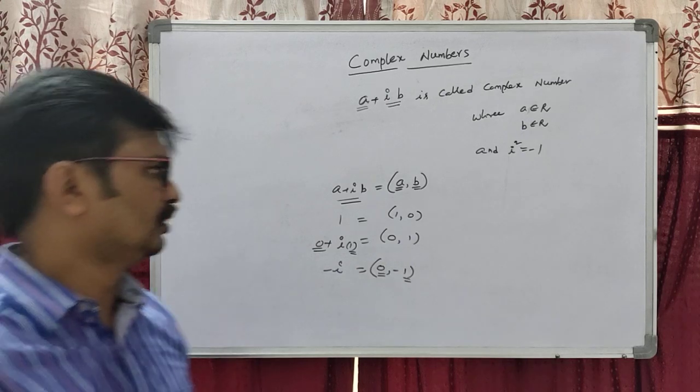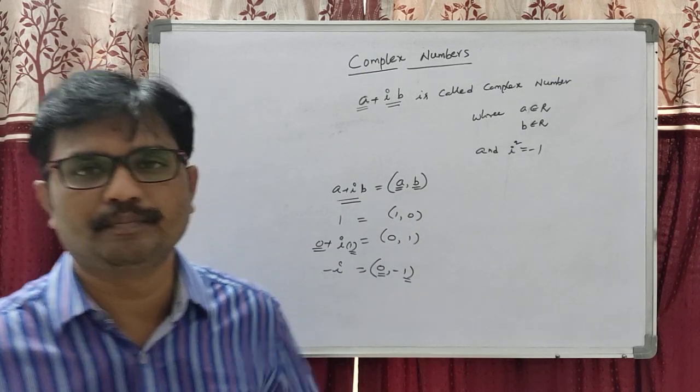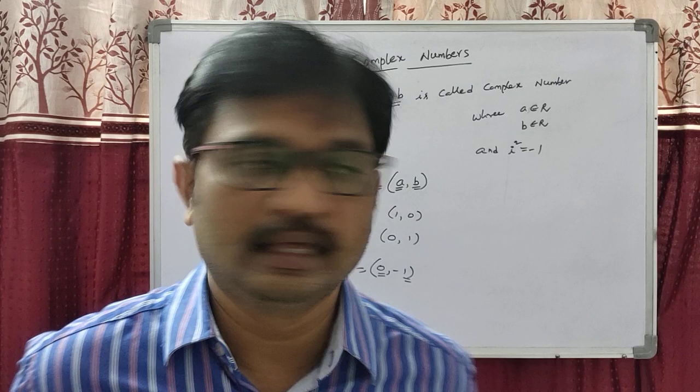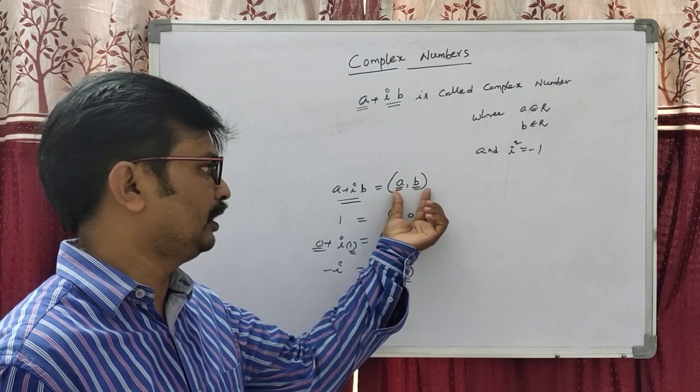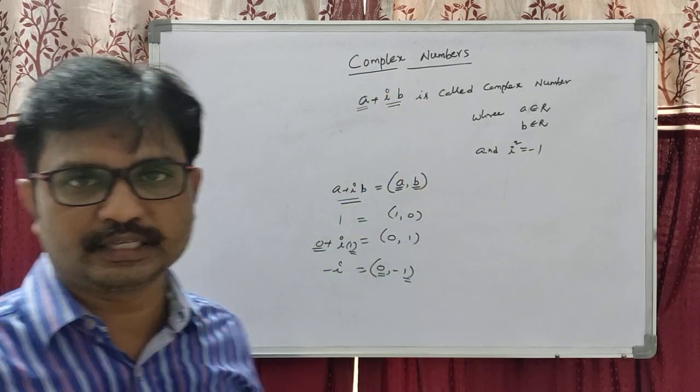So all ordered pairs of the form a comma b, where a and b belong to R, the ordered pair a comma b is called a complex number.